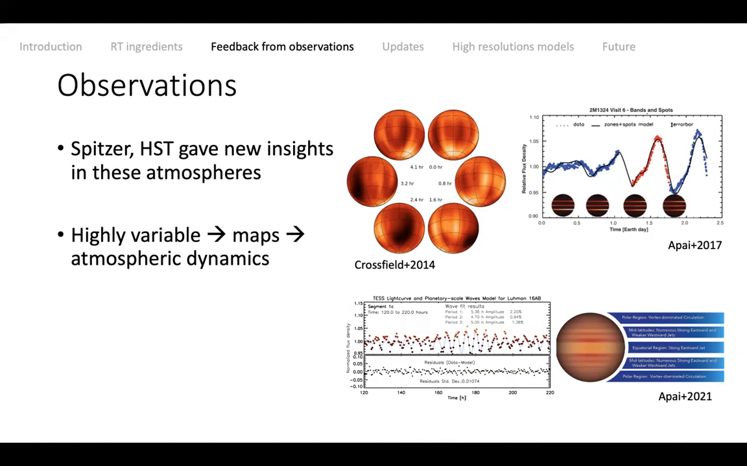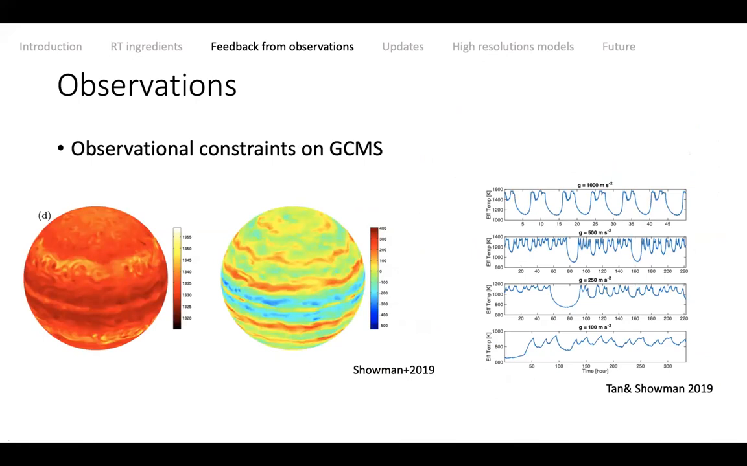And this cannot be explained with just a patchy cloud model like the Crossfield et al. model here, but we actually need banded structures in the atmosphere. Think of Jupiter or Neptune. So we need similar banded structures in an atmosphere to be able to reproduce these light curves. Now, this has been something we were partially expecting from general circulation models, but they were indecisive because we did not have good enough data until that point.